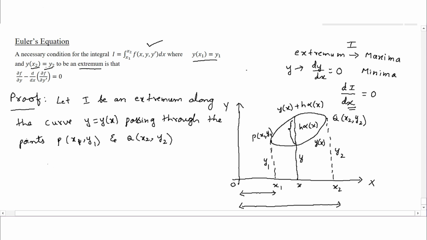Then let us take the given function y to be equal to that given curve. We are considering a neighboring curve, y of x plus h times alpha of x. The second curve on the top in the figure represents y of x plus h times alpha of x. So let us take this as equation number 1. Equation 1 is nothing but this particular curve, y of x plus h into alpha of x.